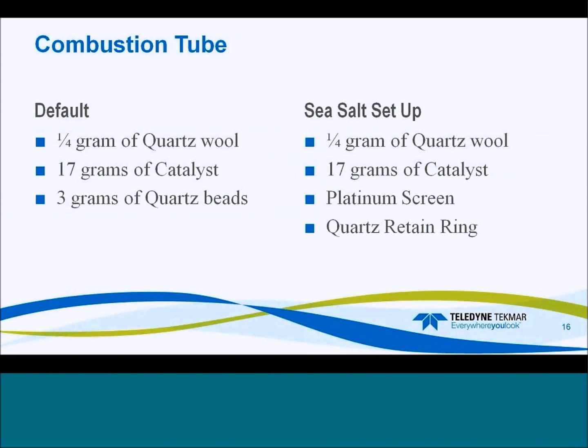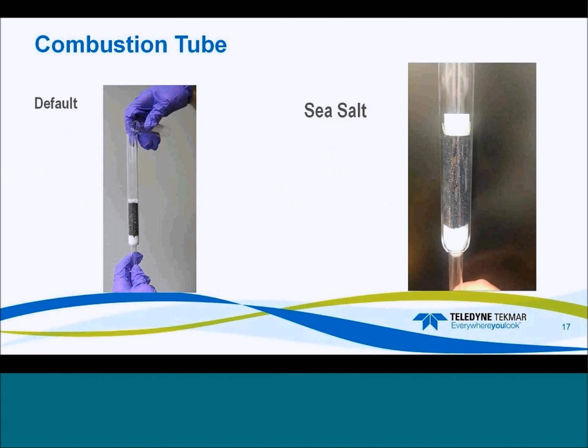So the way that I set the combustion tubes, or the default, is with 1/4 gram of quartz wool, 17 grams of catalyst, and 3 grams of the quartz beads. And I'll show you a picture. It's on the left-hand side. And as you can see, there is the quartz wool, and then the catalyst, and then the beads on top.